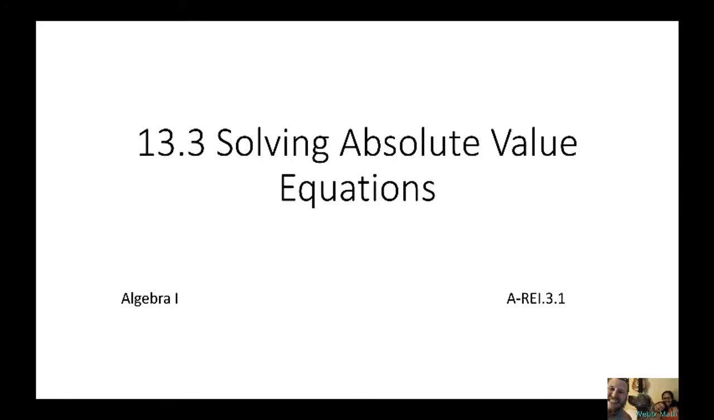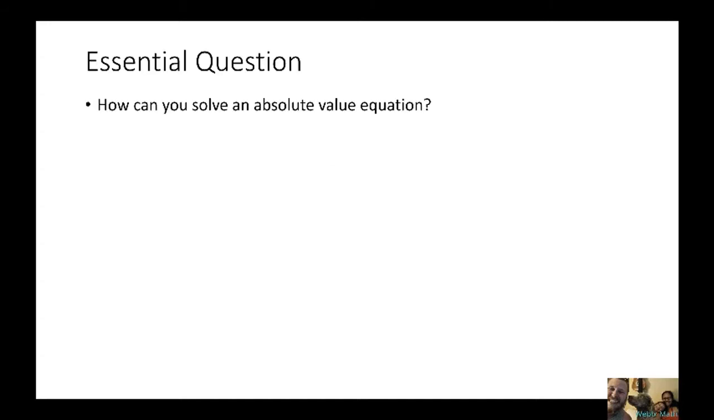13.3, Solving Absolute Value Equations, Algebra 1. Essential question: how can you solve an absolute value equation? Your first example, the absolute value of x plus 2 equals 4.